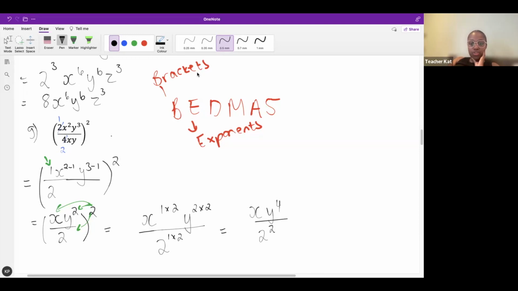Am I done with my question? Have I simplified this fully? No. As we know, you always simplify numbers. So then this will be y to the power of 4 over, what's 2 squared? This is all over what? 4. Thank you. Okay. This is more realistic about what to expect in exams, which are closer than you think, guys. Closer than you think.